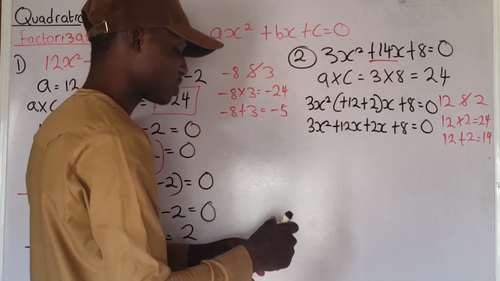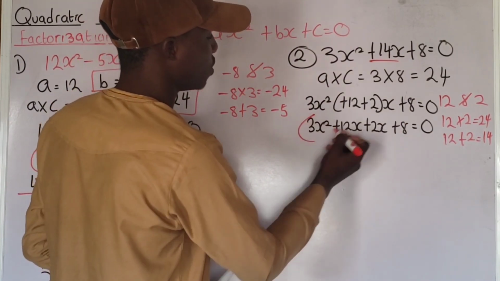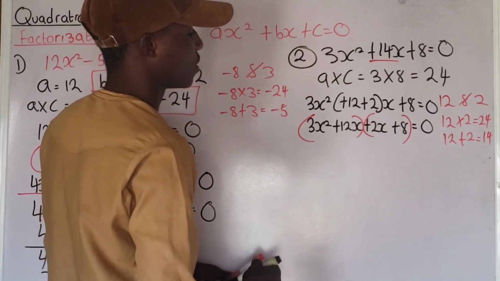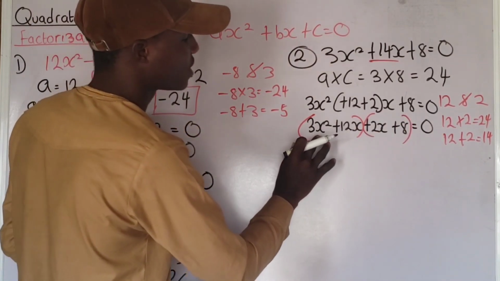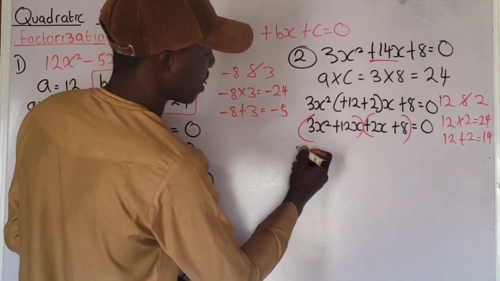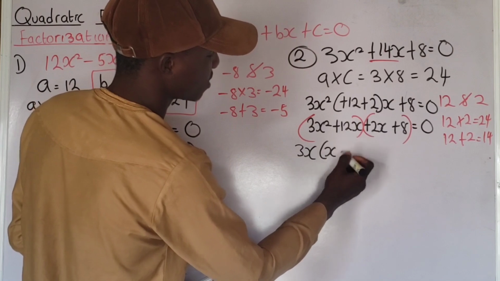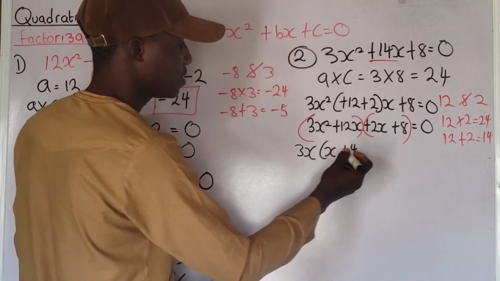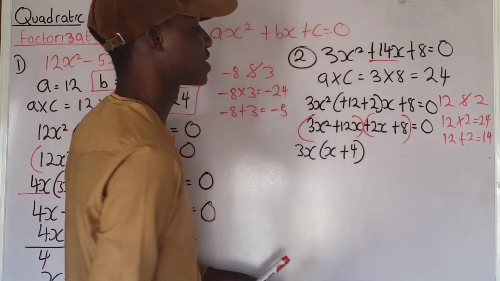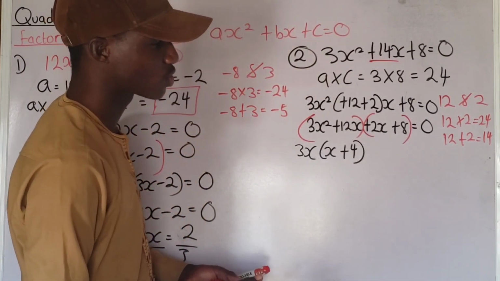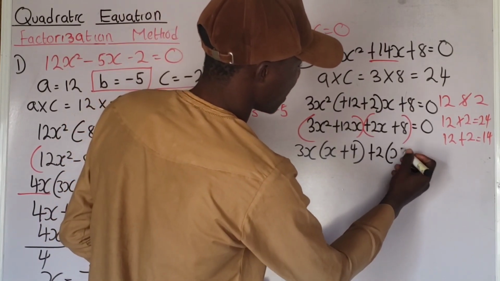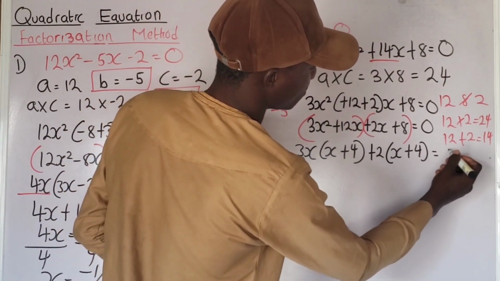Now I'm going to separate this quadratic equation into two, so that I can factorize it. What is the common factor of 3x squared and plus 12x? The common factor is 3x. So I'm going to have 3x into bracket x plus 4. Now for the second part, what is the common factor between 2x and 8? The common factor is plus 2. So I'm going to have plus 2 into bracket x plus 4. This will be equal to 0.